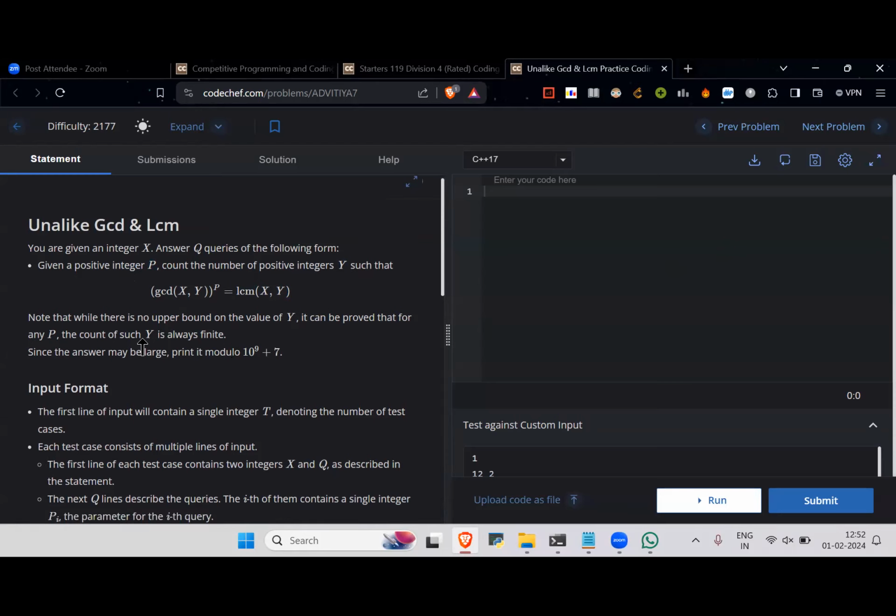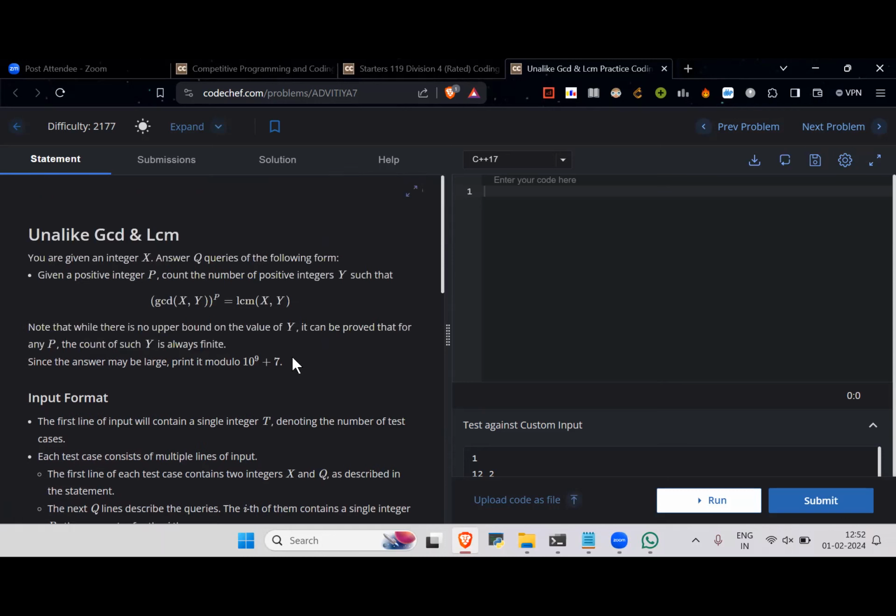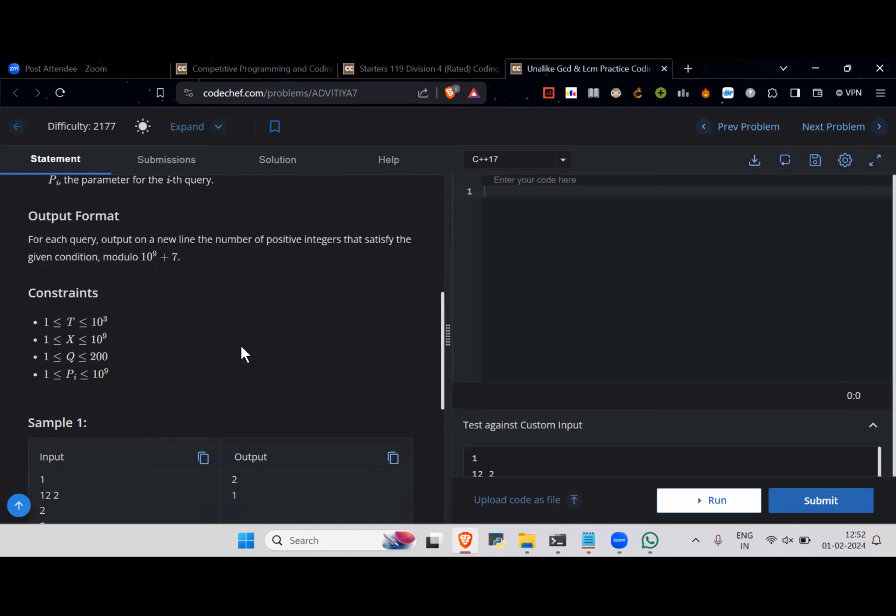They have also mentioned in the question that the answer may be large, so in case it is larger, we print it modulus 10 power 9 plus 7. And they have also mentioned that the number of y's is finite. Since there is no upper bound to the value of y, it can be proven that for any p, the count of y's is always finite.